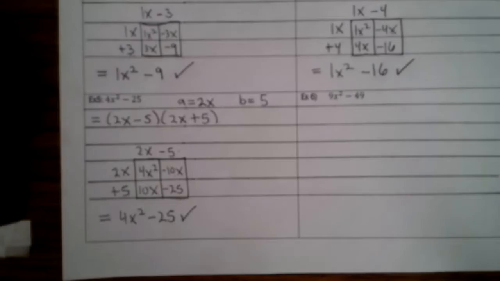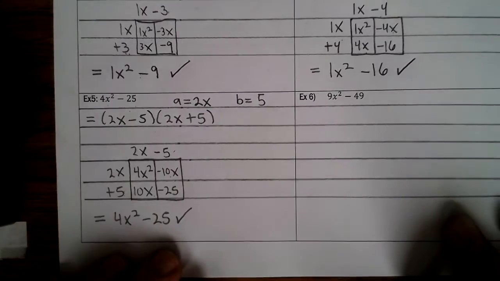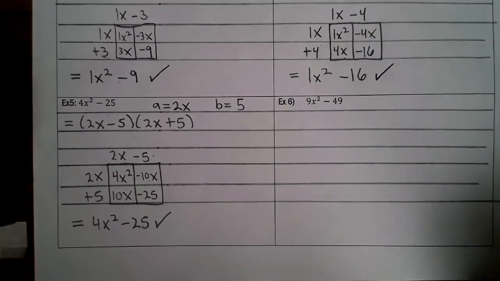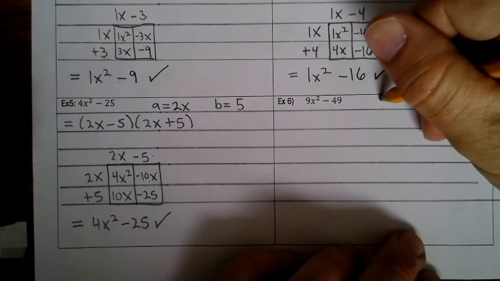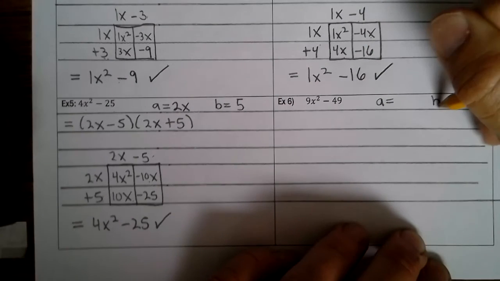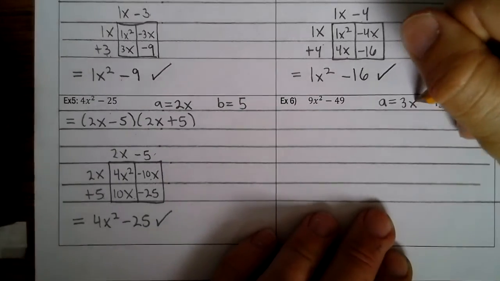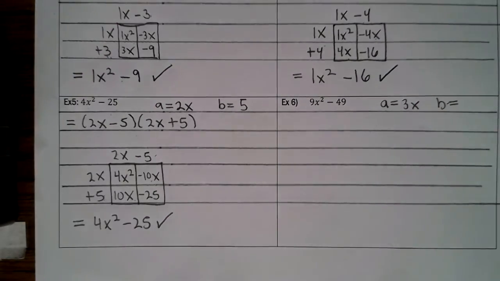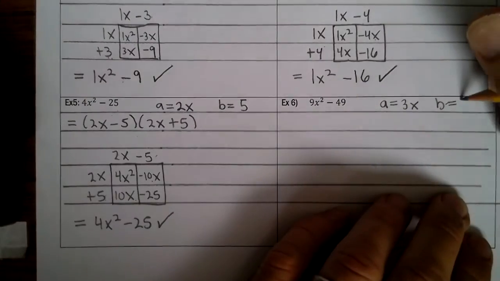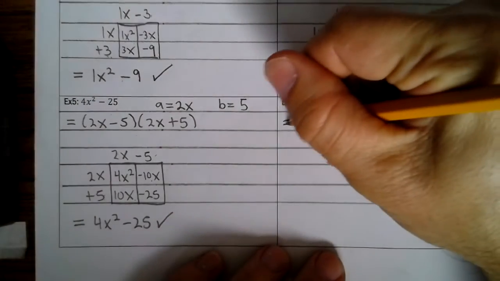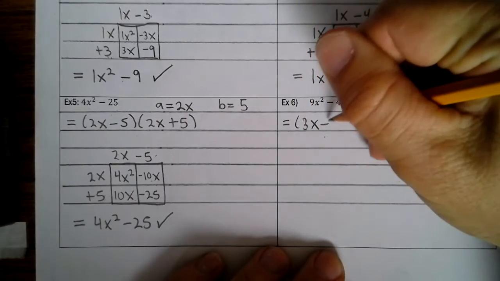All right. So again, if you think you have a squared minus b squared, you think about what is a, what is b. Well, you think about what squared gives us 9x squared. The answer to that is 3x. And then you ask yourself, well, what squared gives you 49? Well, the answer to that is 7. So your answer would be 3x minus 7 times 3x plus 7.